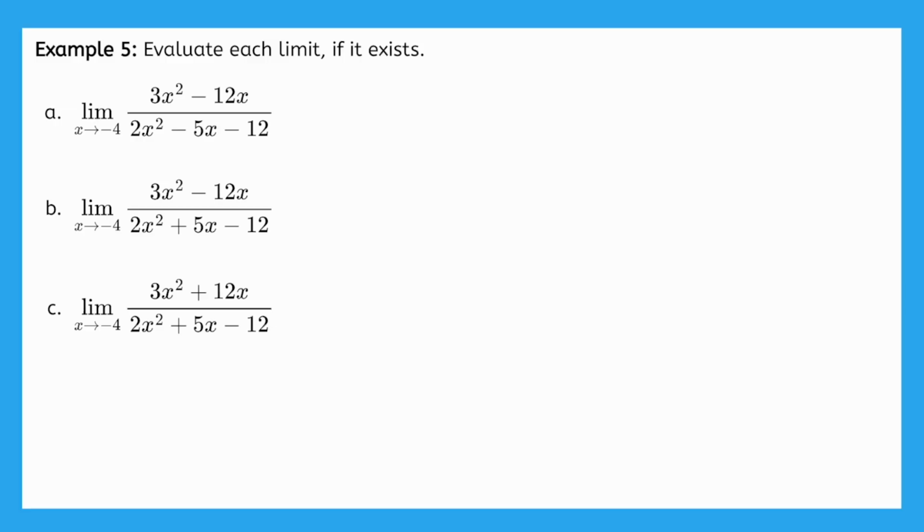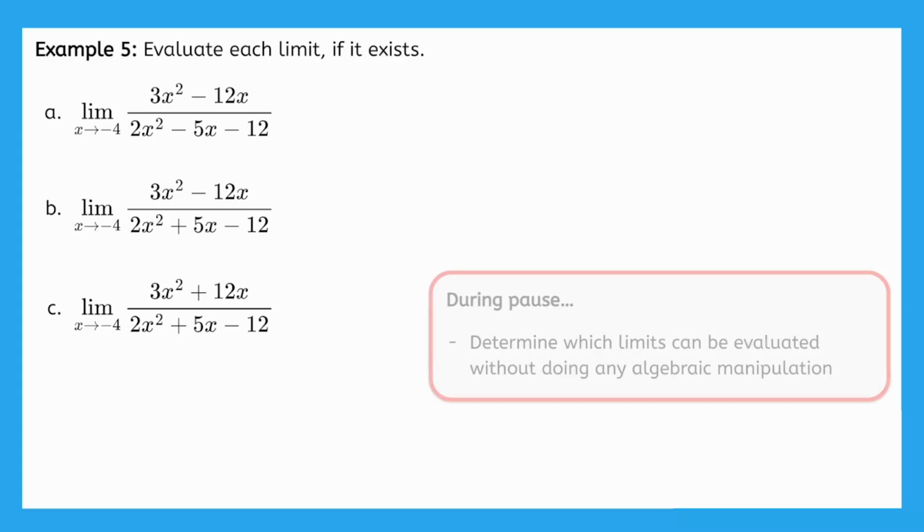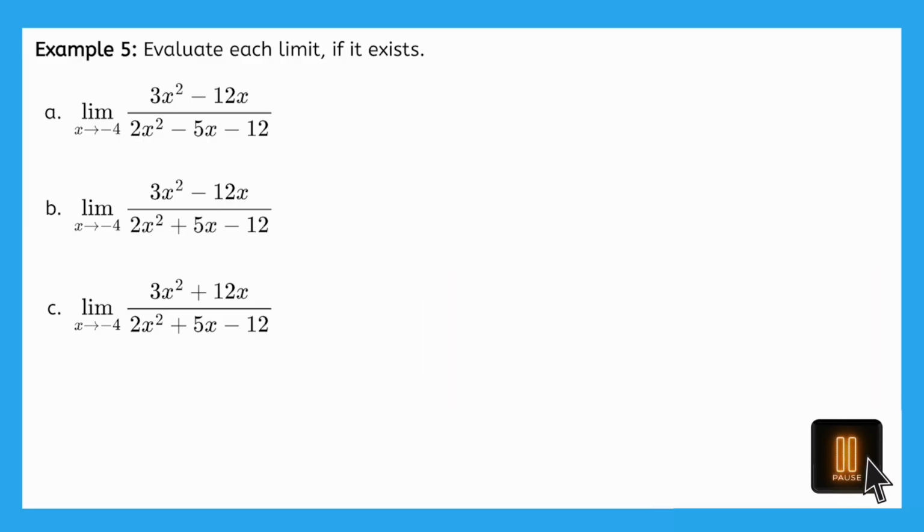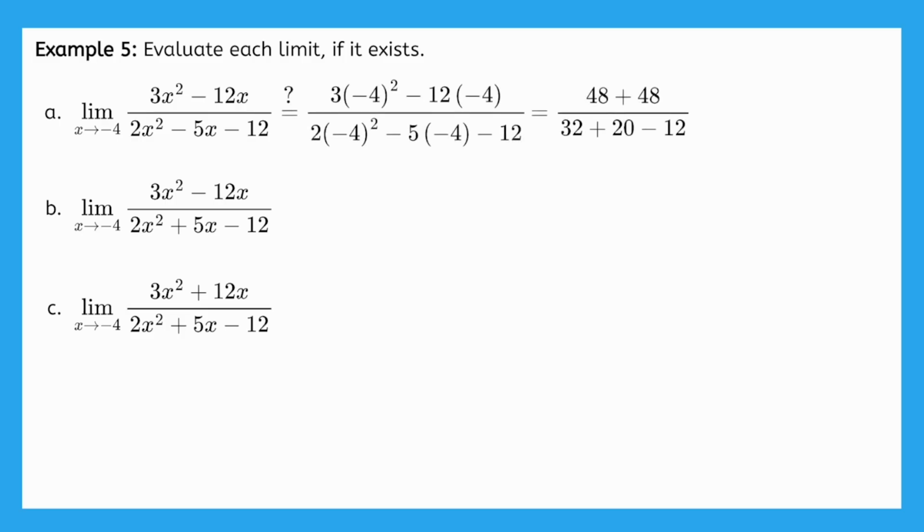To wrap up this lesson, let's look at this final example that includes the various cases we've learned about. Before doing any factoring or simplifying of any sort, determine which limits can be evaluated without doing any algebraic manipulation. Pause the video now. Let's see what results we get from this limit when we attempt direct substitution. For limit a, when we substitute -4 in for x, we get absolutely no issues, and we directly get a value of 12 over 5 for the limit.